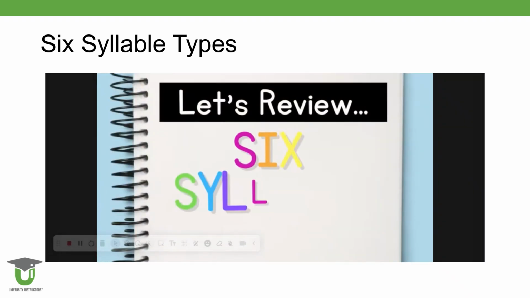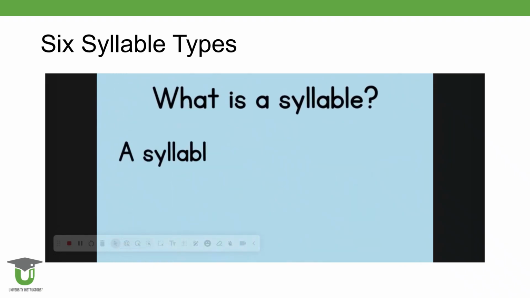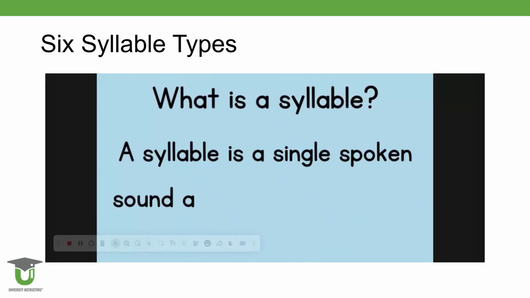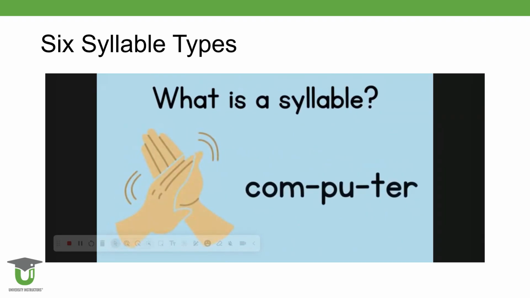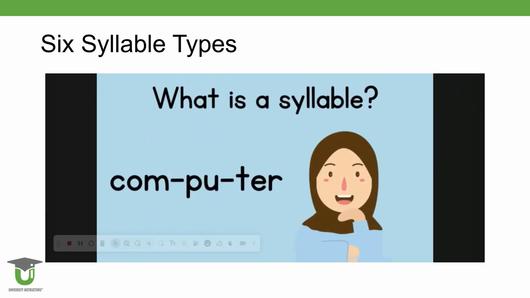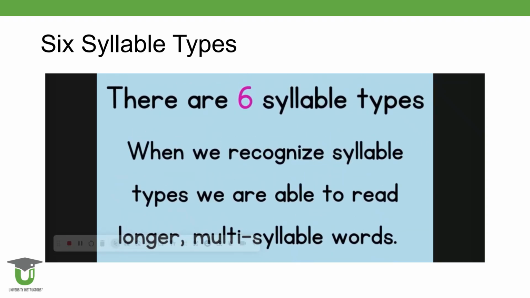Let's review 6 syllable types. What is a syllable? A syllable is a single spoken sound and usually contains a vowel and some consonants. You can clap syllables, come, pew, tur, or put your hand under your chin and see how many times your mouth opens. There are 6 syllable types. When we recognize syllable types, we are able to read longer, multi-syllable words.